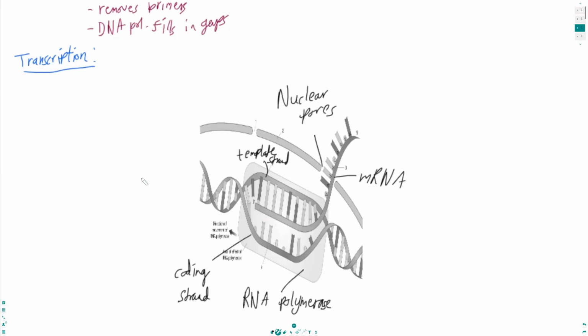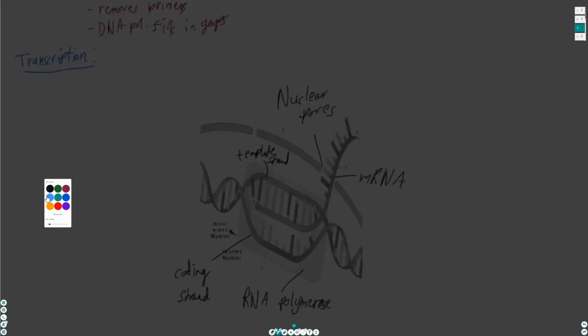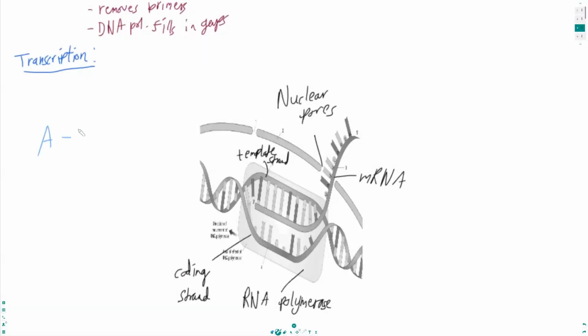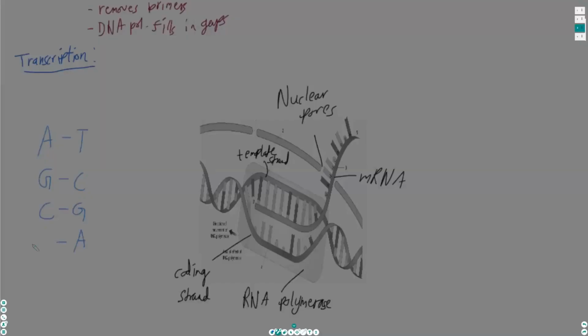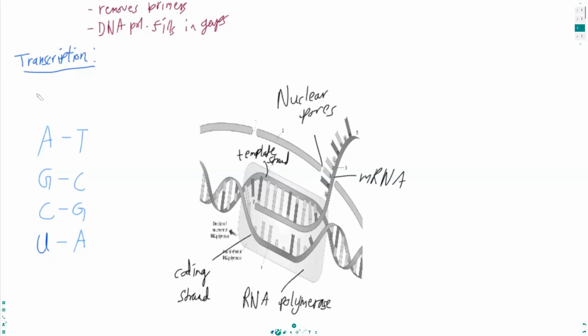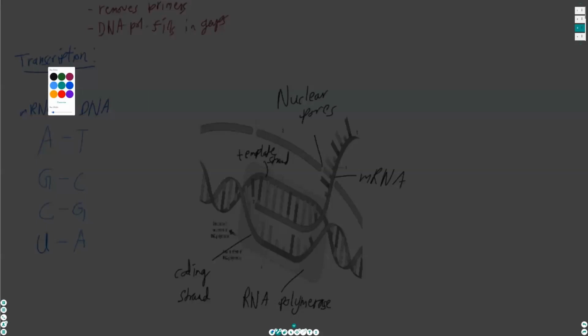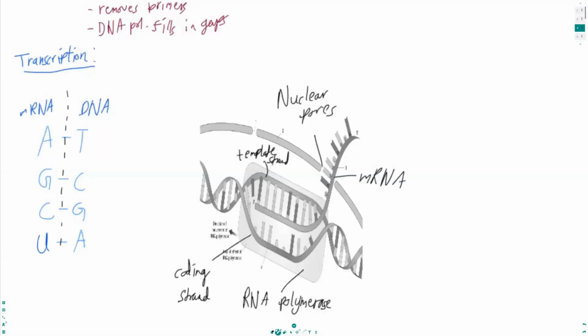So A bonds with T. Just to familiarize yourself here, A bonds with T, G bonds with C, C bonds with G. Now what bonds with A? It's U. U, because this is for RNA, this is for the mRNA strand, and this is for the DNA. So the DNA's A will bond with U, T with A, G with C, C with G, and U, because we're talking about mRNA, will bond with A.